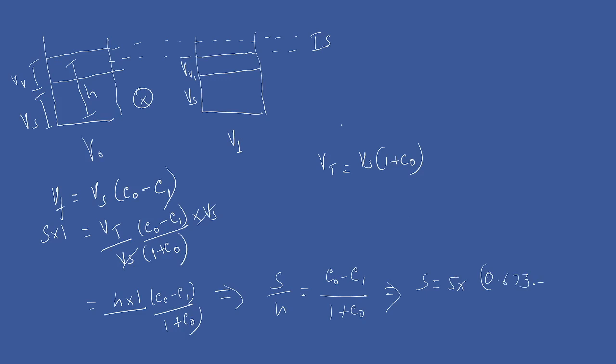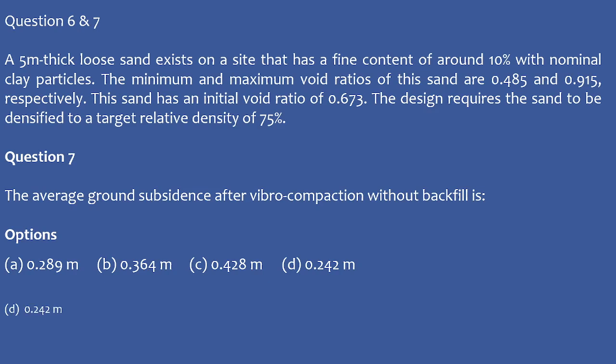And the new initial void ratio, I guess 0.592, which we have calculated, plus 0.673. So it's 0.24. So yeah, even if you don't know the formula, with the simple geometrical relation you can derive. So the answer is 0.242 meter. Okay.